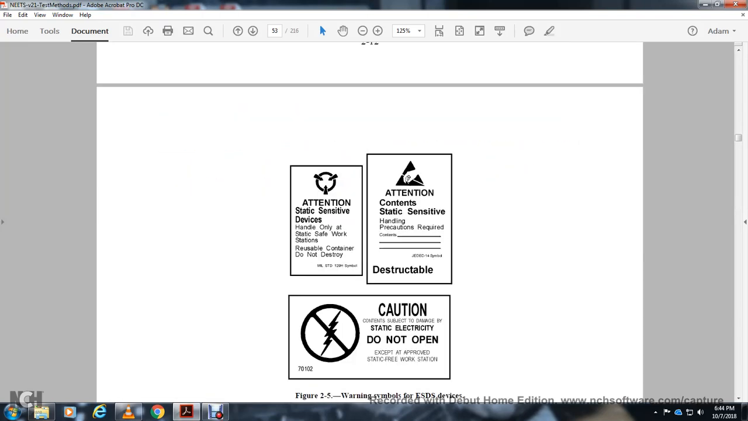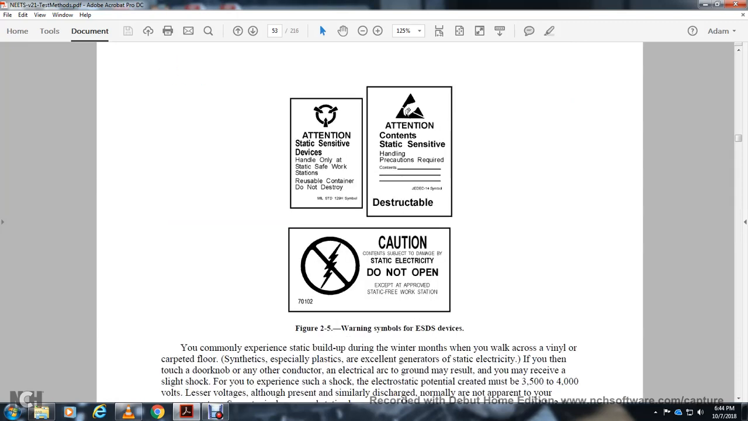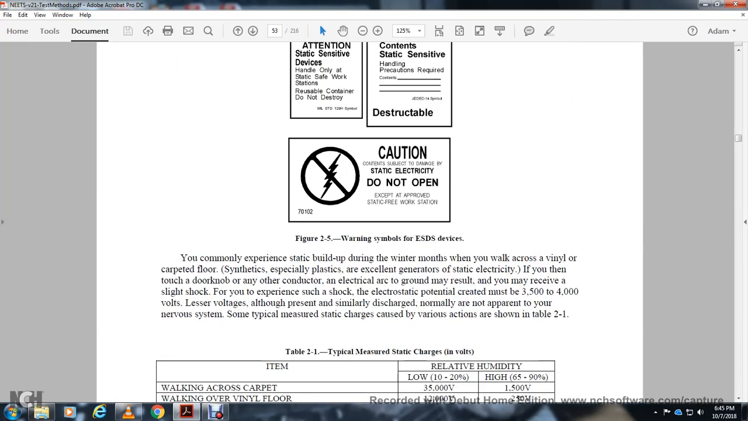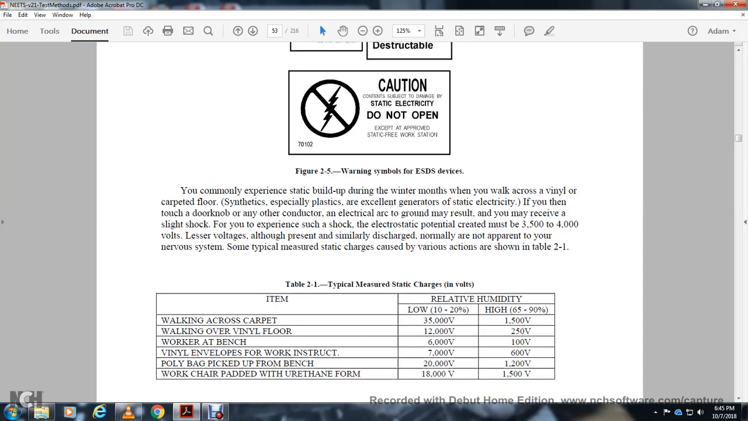Electrostatic discharge is commonly experienced by people during the winter months, when walking on carpeted or vinyl floors, which can generate static electricity. If you touch the handle of a door or another conductor connected to ground, you may receive a slight shock. To experience such a shock, the electrostatic potential created must be 3,500 to 4,000 volts. Lesser voltages, although they present a similar discharge, are normally not apparent to the nervous system. Typical static charge levels from various actions are shown in Table 2.1.